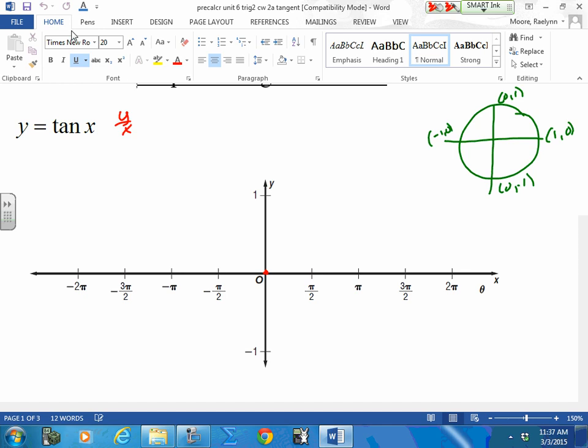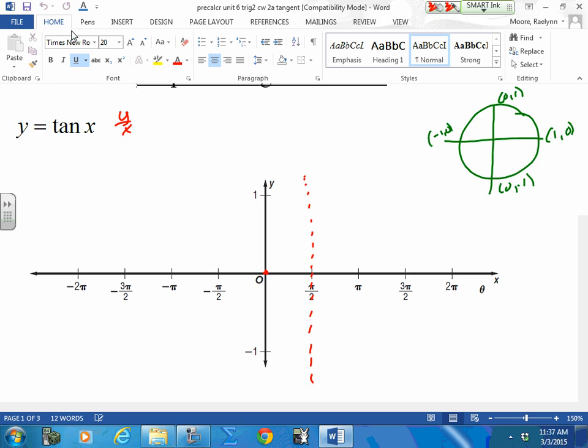At 90, we have 1 divided by 0. Can't do. Undefined. That gives us an asymptote. We can never use 90. If you put in your calc, tangent 90, undefined. It says, I'm not sure what it says, can't divide by 0. Does it say can't divide by 0? Can't divide by 0? Okay.